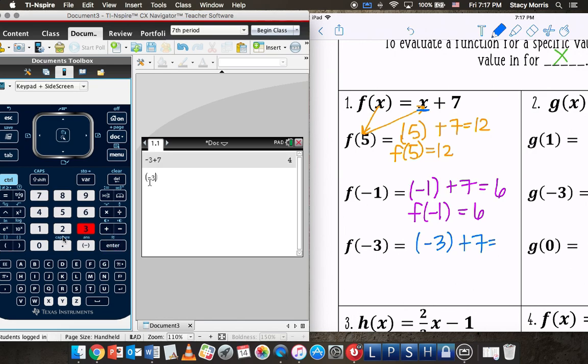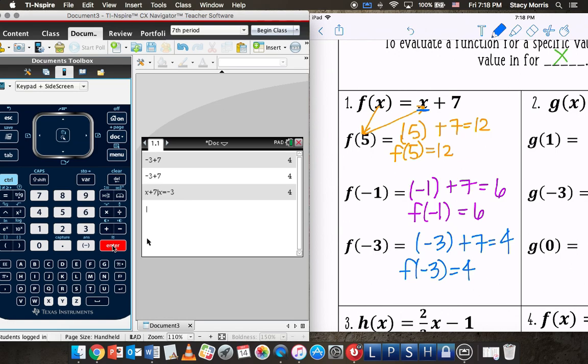I would usually use parentheses, but you'll see that the calculator just takes those away because you don't really need them. You can do x plus 7, again, is our equation. Control equals to get that vertical bar when x equals -3. There it is, 4 every time. So every time we get 4. So f of -3 equals 4.